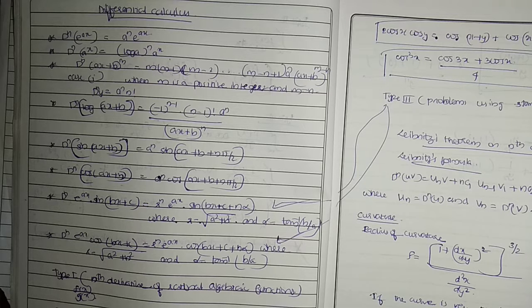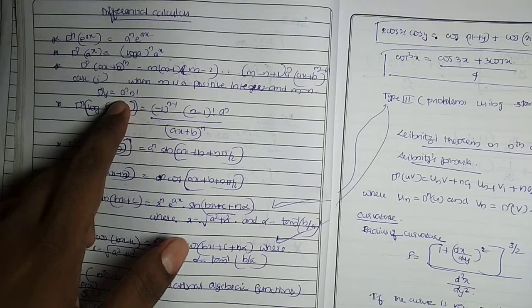The nth derivative of ax plus b the whole raised to m is equal to m into m minus 1 into m minus 2 and so on, up to m minus n plus 1, into a raised to n into ax plus b the whole raised to m minus n.